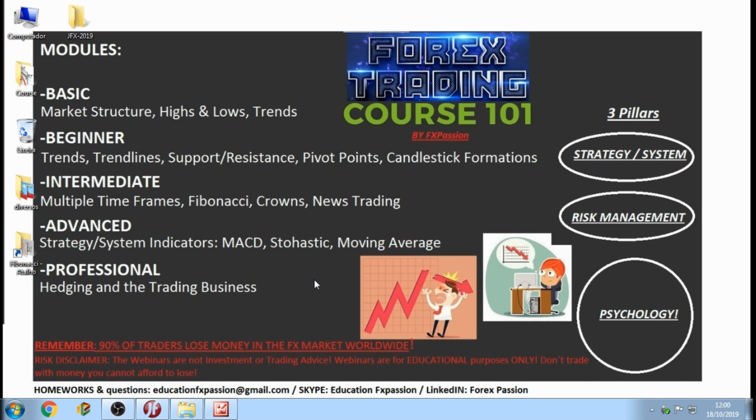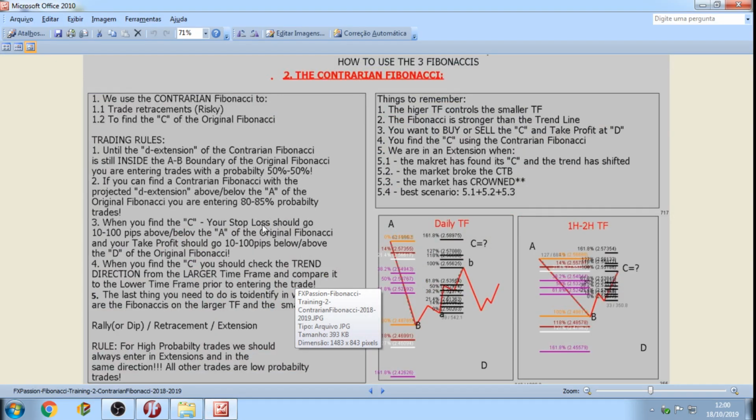That being said, give me everybody a currency pair that you are interested in or maybe that you are trading, because we're going to learn today how to adjust the Contrarian Fibonacci in an uptrend. So I need a currency pair that is in a general overall uptrend. In the meantime, this is the picture that we are learning for. Remember I have a 20 seconds delay on the chat, so first come first served. Number 1, we use the Contrarian Fibonacci to trade retracements, which is risky.